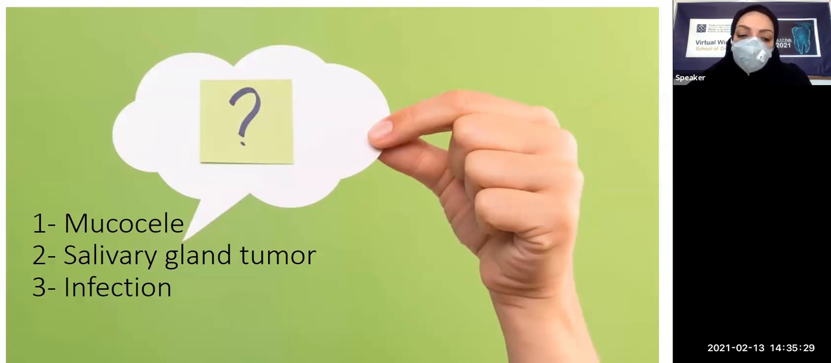One, mucocele. Two, salivary gland tumor. Obviously, I told you I'm going to talk about the salivary gland lesions. Do you think it is a mucocele, or a tumor, or an infection? You can type 1 for mucocele, 2 for salivary gland tumor, and 3 for infection in the chat box. So how can I see the chat box?